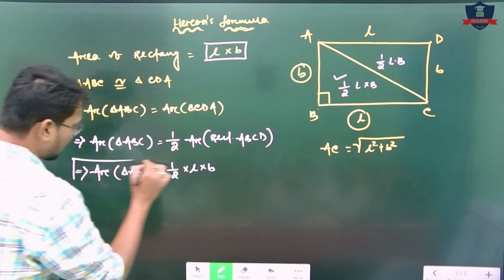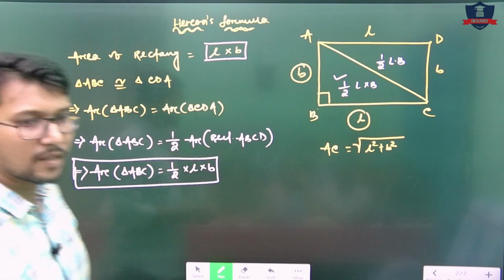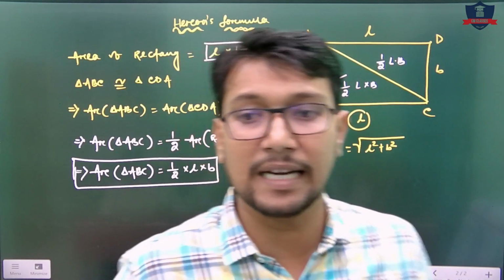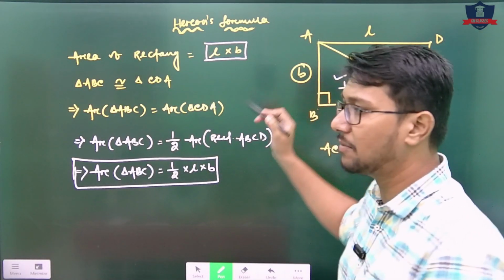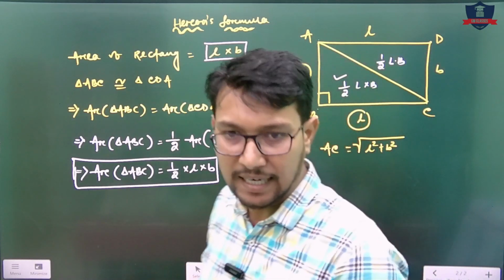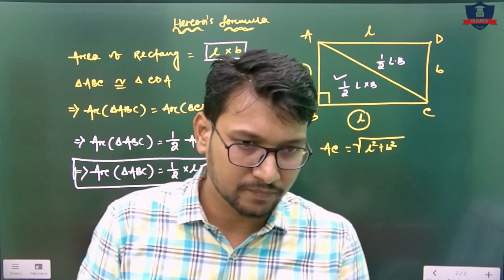Is that clear? This is a derivation of the area of a right angle triangle. Is that clear, everyone? So we have taken here ABC. Which type of triangle, bacho? Right angle triangle, and we have got the area. Is that clear? Any doubt?